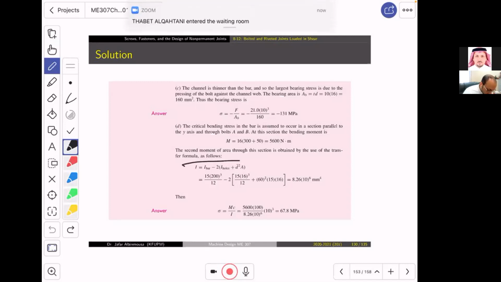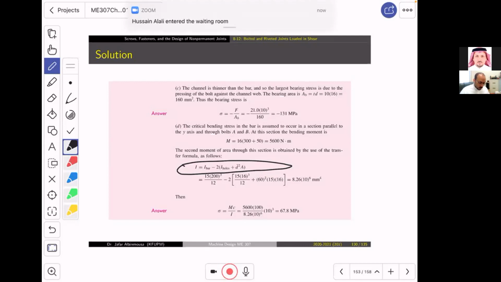For I, if you look here, we need to take the I for the bar, which is the normal one, 1 over 12 bh cubed, because it's rectangular. But we need to subtract from that the moment of inertia resulting from the two holes. Do you see that? This is why we are doing this. Do you understand it, Shabab? I want you to focus on this principle, because if we ask whether the member is going to be safe or not, then when you calculate the moment of inertia, you should consider the holes, because they will reduce the cross section.